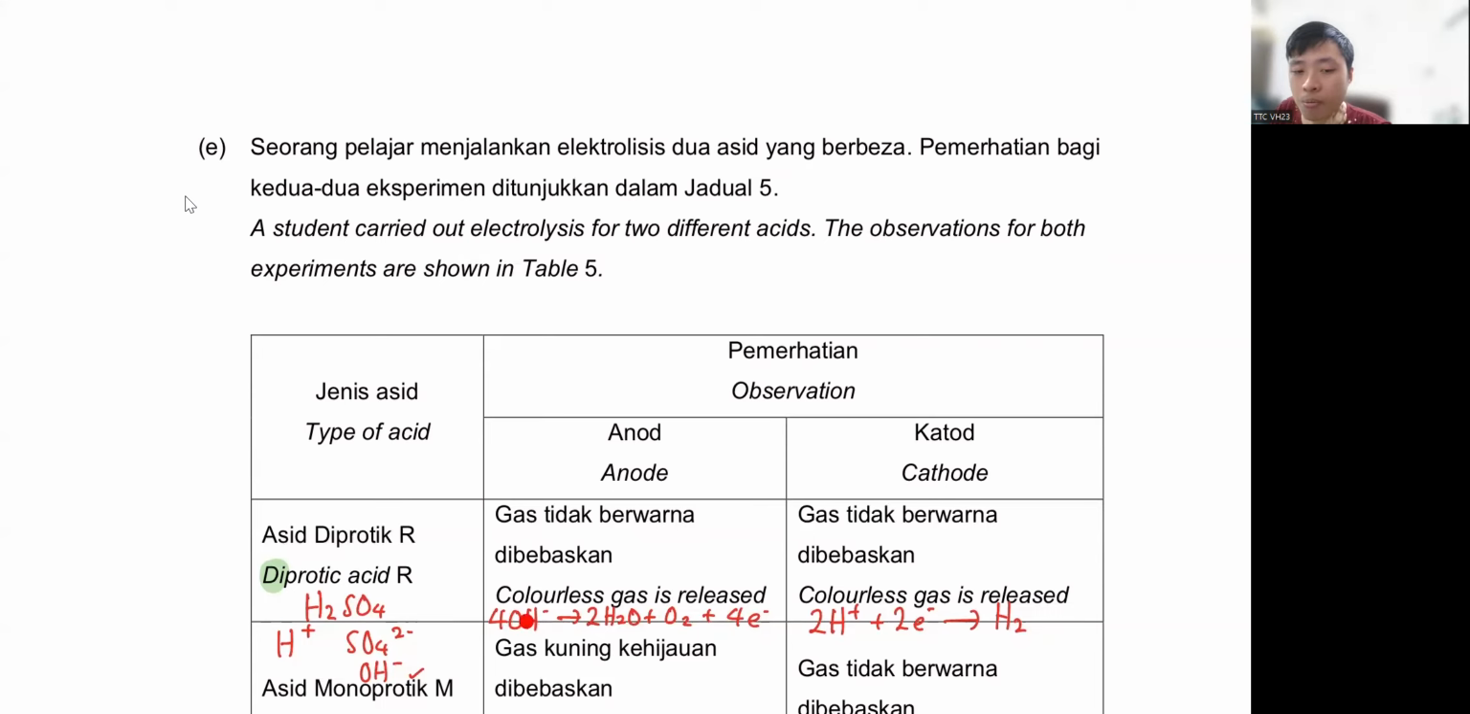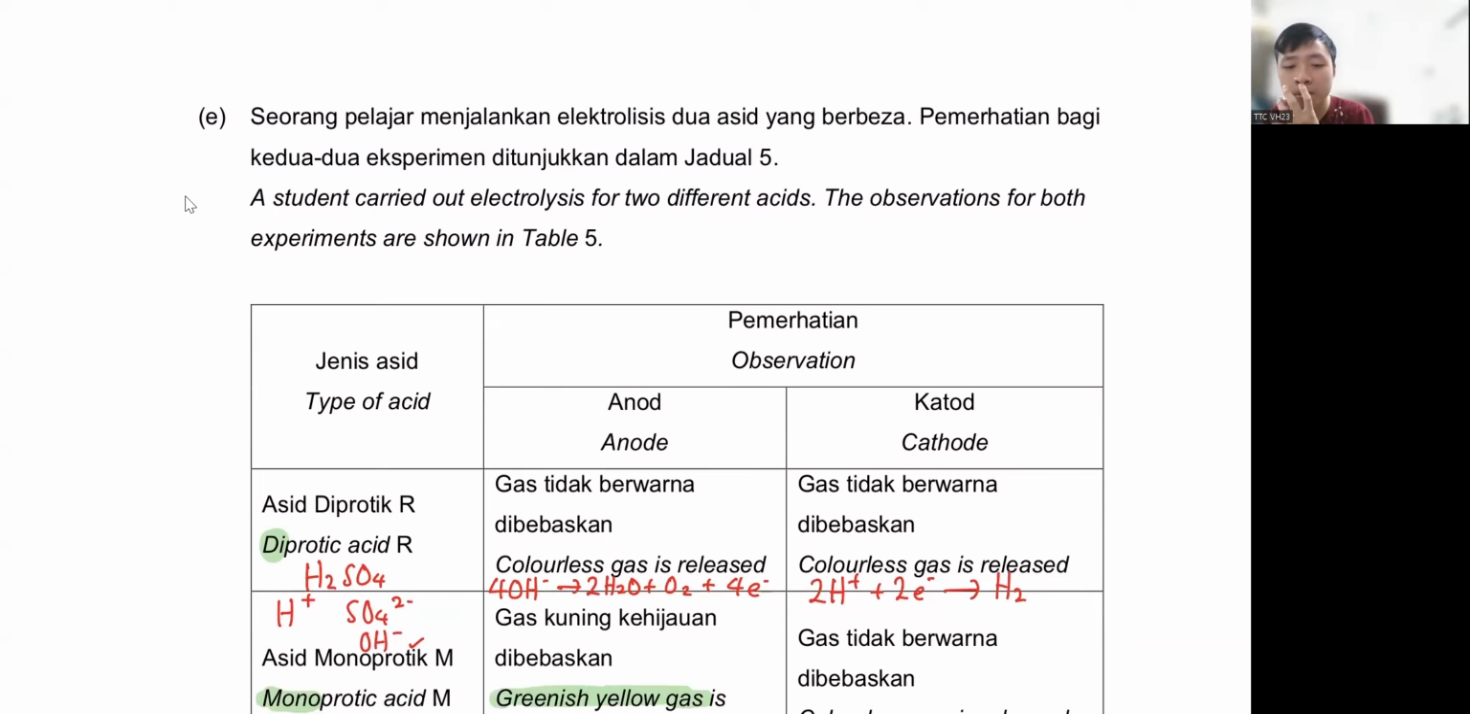For OH-, this equation you have to remember, quite important: 4OH- becomes 2H2O plus O2 and 4e-. So the colorless gas is oxygen. The cathode only has H+, so 2H+ receives electrons and becomes hydrogen gas. The colorless gas we're talking about is hydrogen gas.